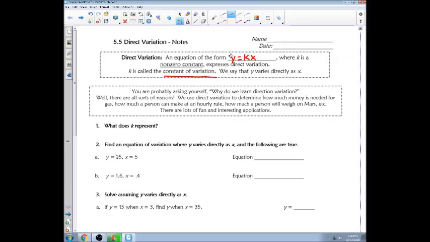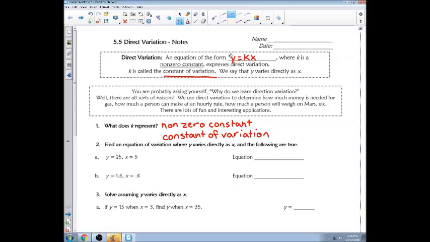Okay, so what does k represent? It is a non-zero constant. It is known as the constant of variation. Okay?